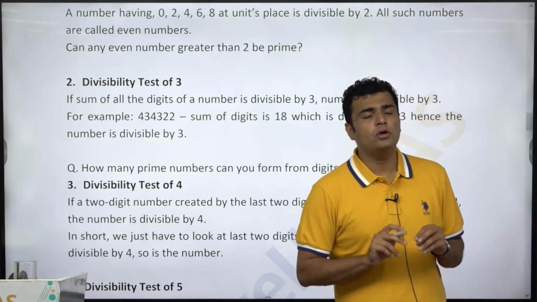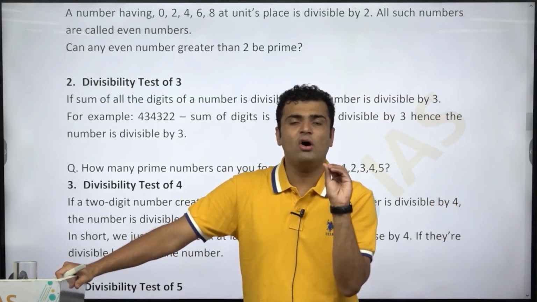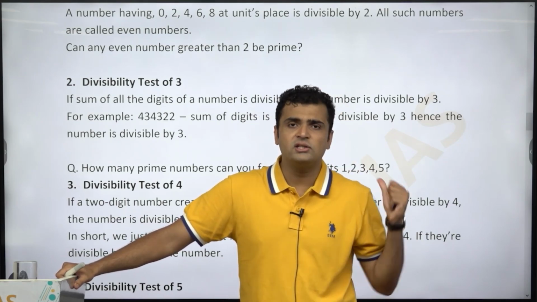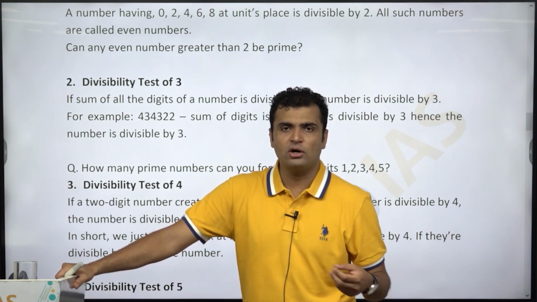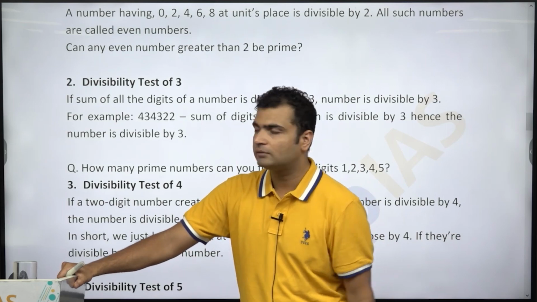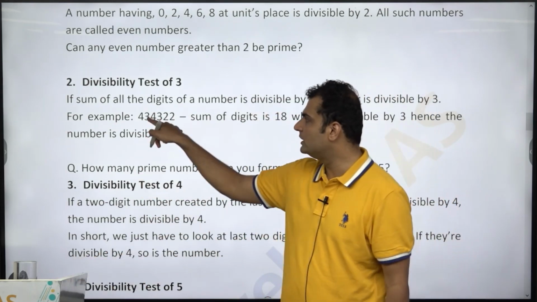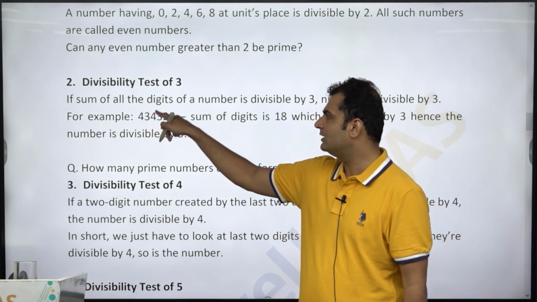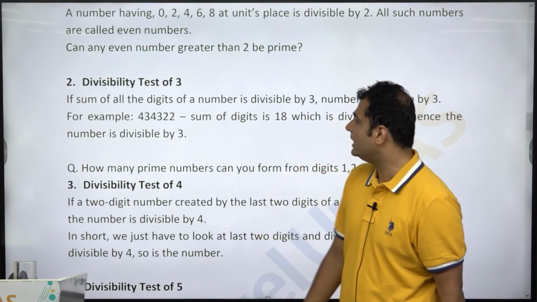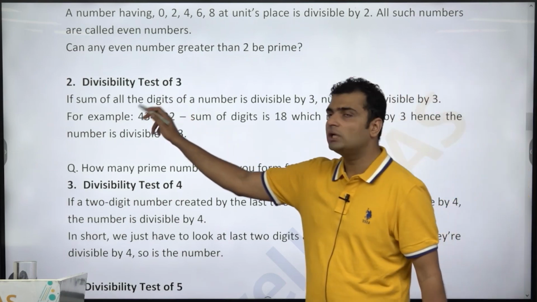Test of 3. What you do for test of 3 is you add all the digits, and if the sum of the digits is divisible by 3, then the number is divisible by 3. And this test of 3 is most asked or most used in our examinations, so please ensure that you really understand this test. For example, here if I have the number, I add all the digits. 4 plus 3 7, plus 4 11, plus 3 14, plus 2 16, plus 2 18. So the sum of the digits is 18, which is divisible by 3. Yes, 3 6 is 18. So this number is also divisible by 3.